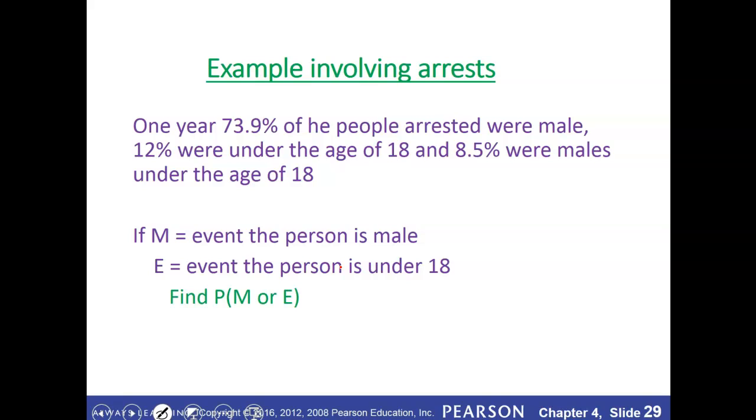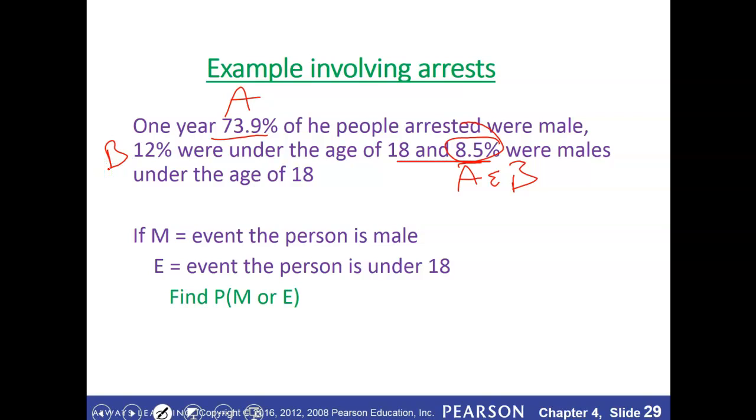So let's take a look at this situation. One year, 73.9% of the people arrested were males. 12% were under the age of 18. And 8.5% were males under the age of 18. So this would be the intersection, that's A and B. 8.5% were males and under the age of 18. 73.9% were males. I'm going to call that event A. 12% were under the age of 18. I'm going to call that B.